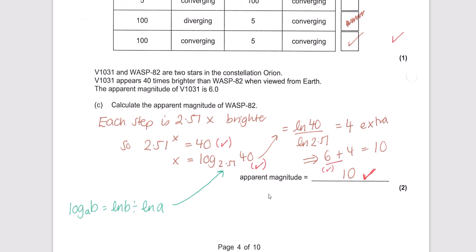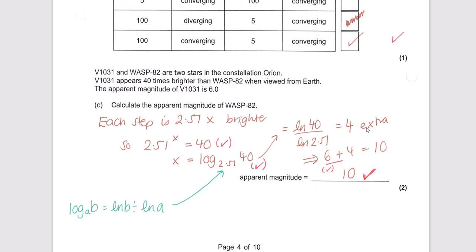I'm still on a natural display calculator, as I call it, which doesn't have that function. But what you can do instead is use this rule, that log to the a of b equals, I always use ln for this, ln b divided by ln a. So here 2.51 is my a and 40 is my b. So this is going to equal ln 40 divided by ln 2.51, which comes out as 4.